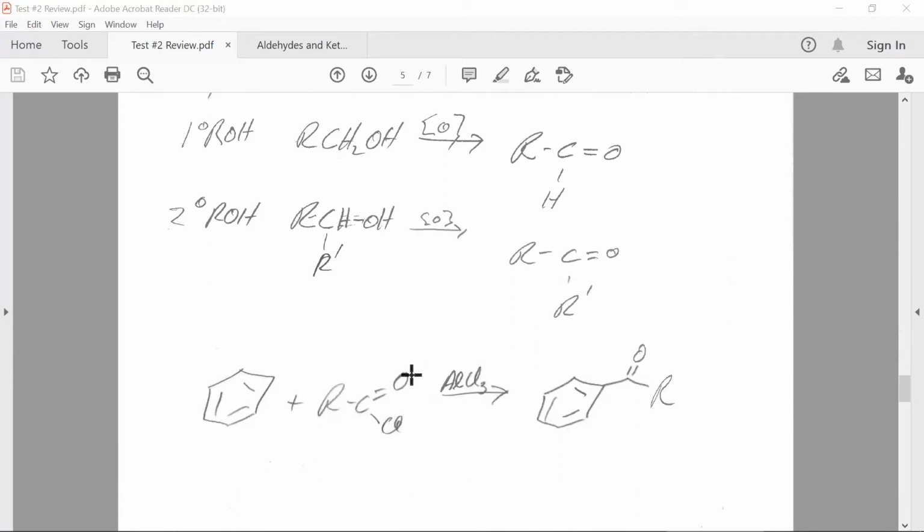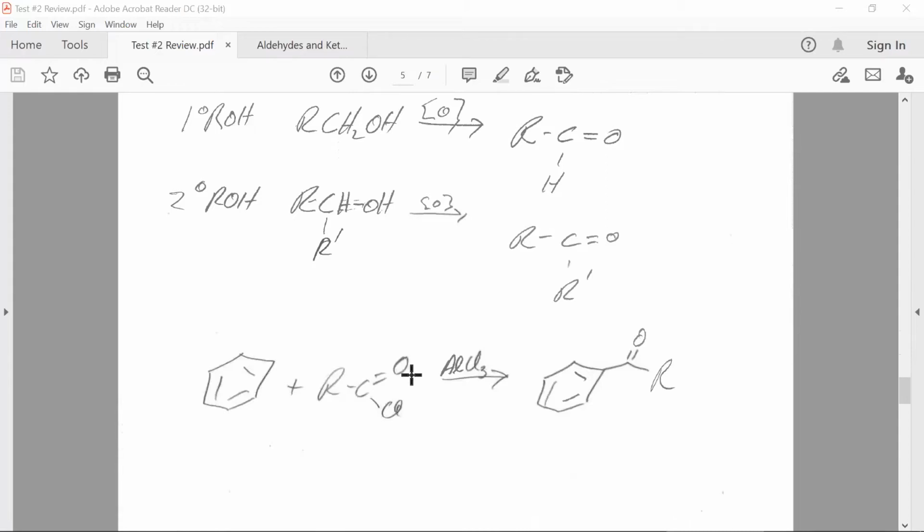Now, a special reaction, which allows you to make a carbon-carbon single bond and a special type of ketone, aromatic ketones, is Friedel-Crafts acylation. If you take a benzene ring and react it with this, which is called an acid chloride, and you have aluminum trichloride catalyst, you'll form this aromatic ketone. The group without the chlorine is called the acyl group, which is why it's called Friedel-Crafts acylation.